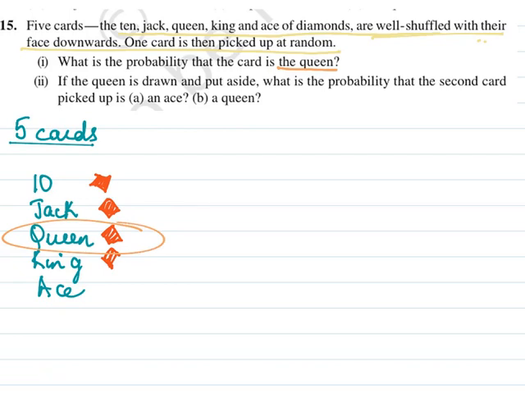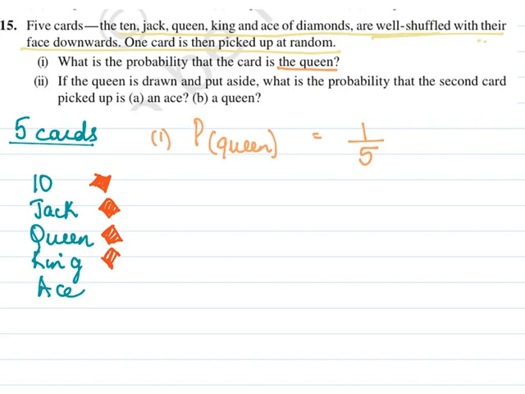Now we just have 1 queen, right? So the probability that it is a queen will be 1 favorable outcome. Total outcomes, we have 5 cards. So 1 out of 5. The next question, what is the probability if the queen is drawn and put aside? What is the probability that the second card picked is an ace or a queen?